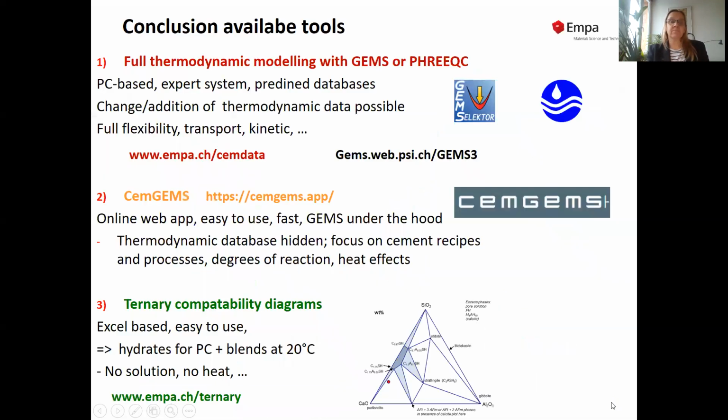empa.ch/ternary. I want now to conclude on the available tools. You have different options: full thermodynamic modeling for experts, a somewhat simplified modeling at the SEMGEMS app, or the use of compatibility diagrams if you just want to know the amount of hydrates.